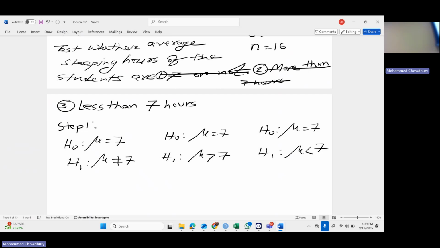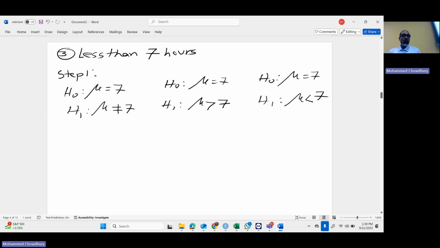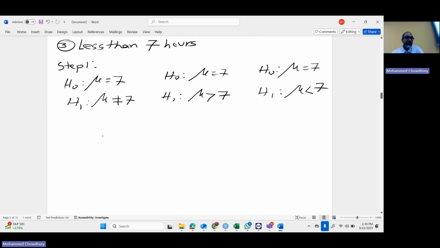Alternative hypothesis is known as the researcher hypothesis. You will set it up by using your previous experiences. Null hypothesis is the hypothesis of usually no differences. So I put here 7 hours. Based on this, the decision will be different. Now, the second step is the same, but the third step is different.